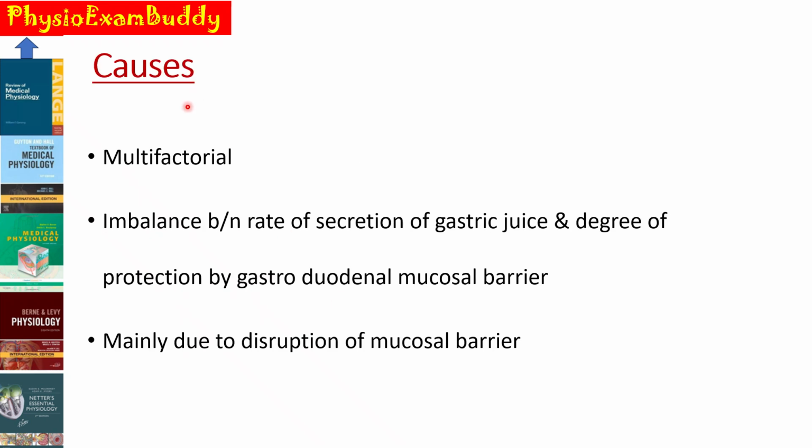Next, we will see the second question, that is, list the causes. So, what are the causes of peptic ulcer? Mainly multifactorial, and it is mainly due to the imbalance between the rate of secretion of the gastric juice and the degree of protection by the gastroduodenal mucosal barrier. So, the main culprit for this peptic ulcer is the disruption of the mucosal barrier.